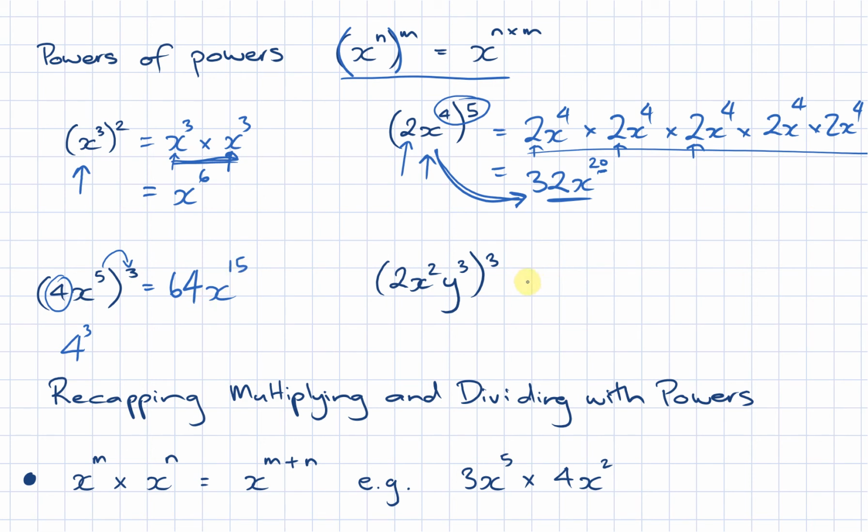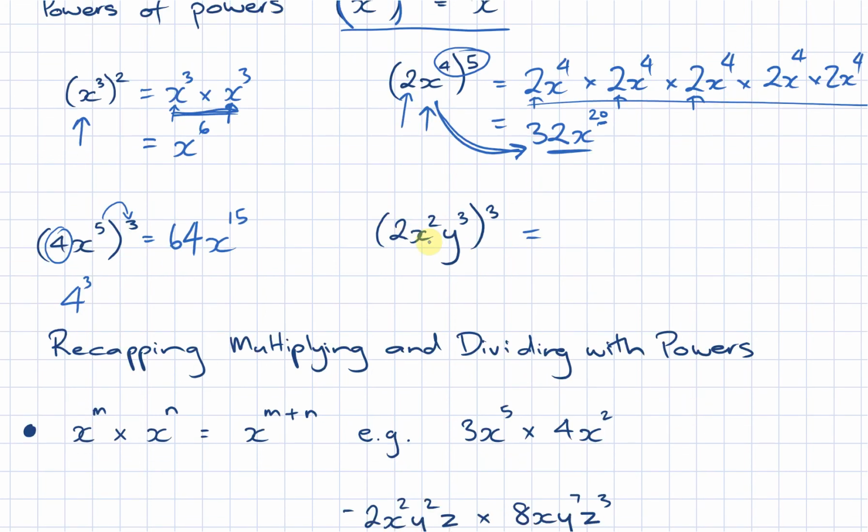Okay, this last example is a little bit trickier, but not so much. Everything inside the brackets has been raised to the power of 3. So that 2, I'm going to raise to the power of 3. So 2 to the power of 3 will give me 8. X squared to the power of 3, so I'm multiplying those two powers, will give me x to the power of 6. And then I've also got another variable here, y cubed to the power of 3. So 3 times 3 is 9. So I would get y to the power of 9. So that's powers of powers.